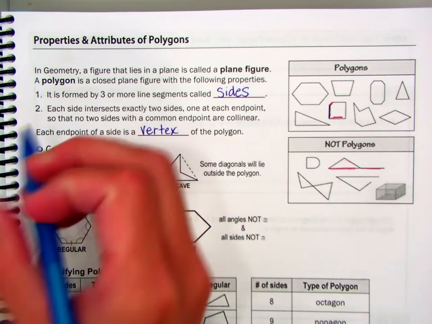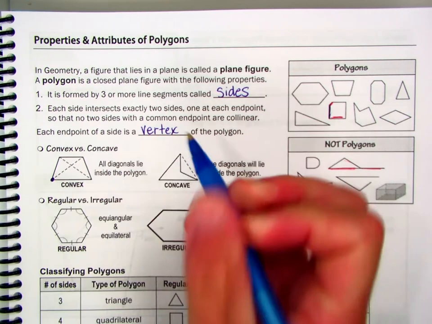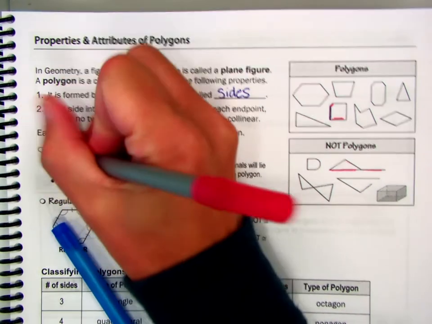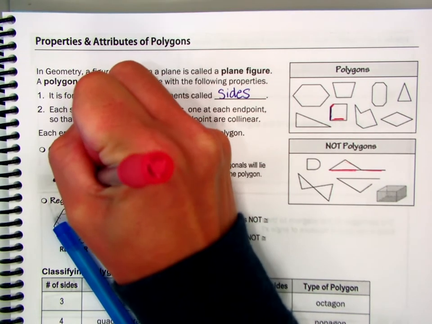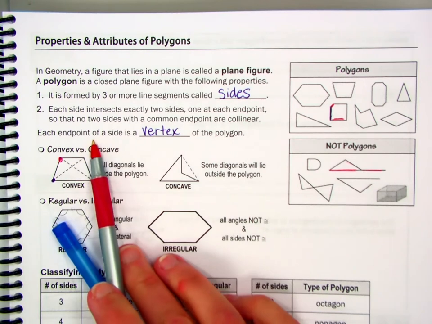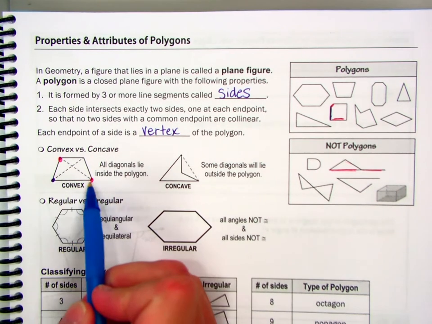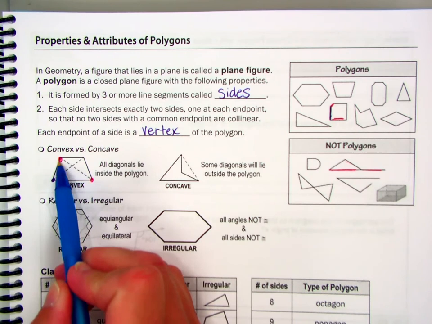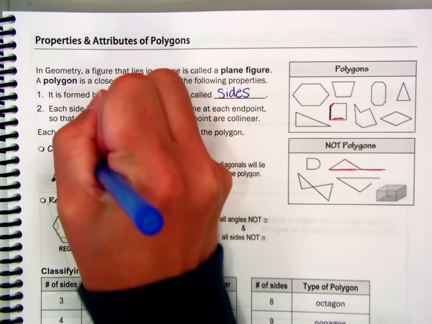Remember, a diagonal goes from one vertex to a non-consecutive vertex. So in red, this would be a consecutive vertex, and this would be a consecutive vertex. Remember, our endpoints are vertices. So I can't draw the line segment to one of these two vertices because that would be a side. So the non-consecutive would be this one here.